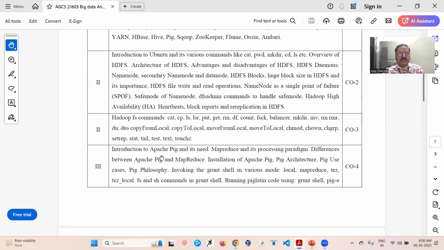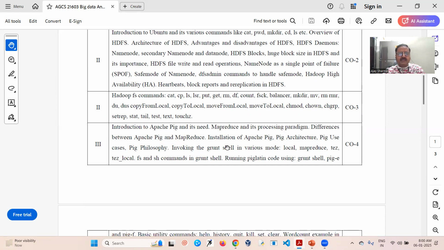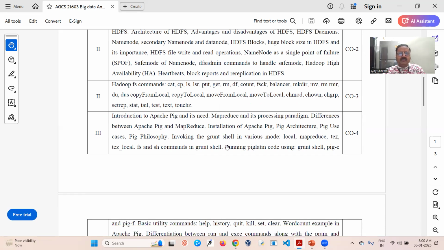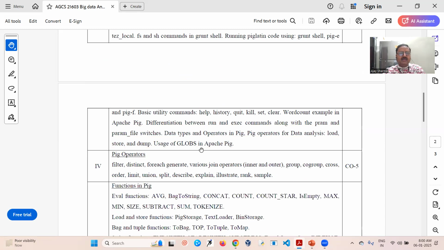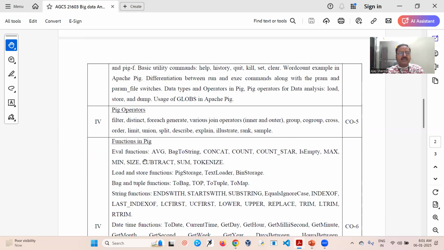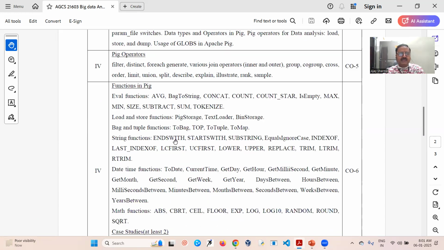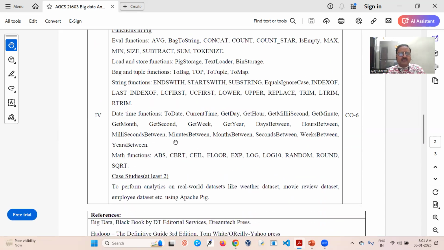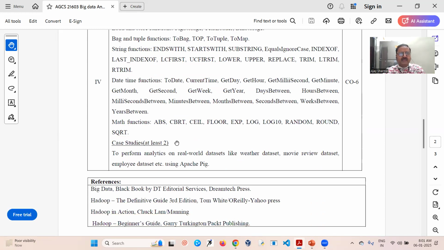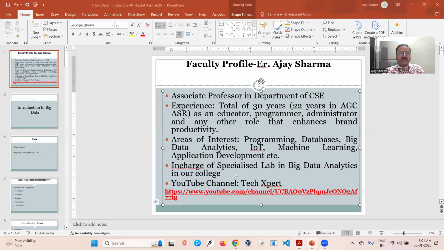And then we'll be dealing with the analytics part of Apache Hadoop, that is Apache Pig. We'll be studying the Pig architecture, installation of Pig, an introduction to the grunt shell, and the various commands that we can run in the grunt shell. We'll be learning about the Pig operators and the functions in Pig, which would help you to analyze data. The datetime functions and the math functions also. And at the end, we'll be discussing a few case studies so that we can understand real world scenarios of big data analytics.